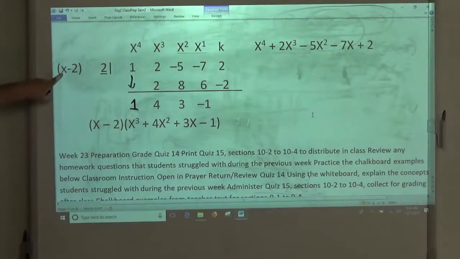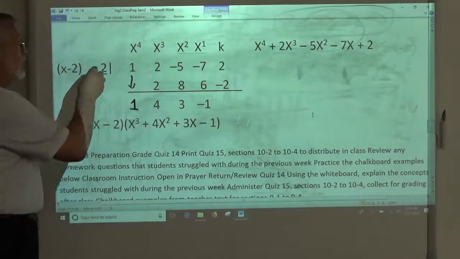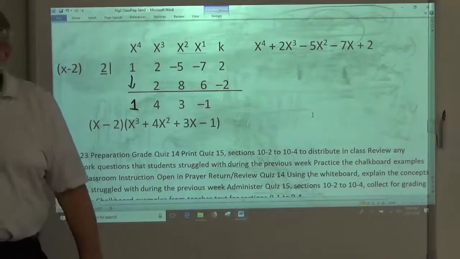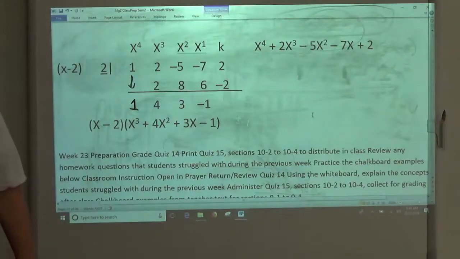Now, if x minus 2 is the binomial that I believe makes a 0, then what does x have to be to make this a 0? Look at what I'm pointing at. What value of x will make this 0? It's 2, therefore that's the number I put here. You don't use -2, you use 2. That's the value of x. Now, this is a shorthand for doing long division.